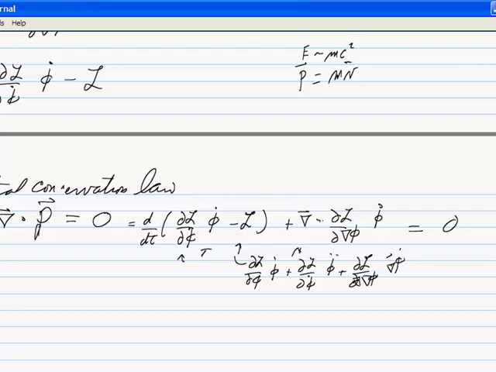Again, I don't know how much we want to do. I could do more. But it's just using the chain rule a bunch of times, and all those terms cancel, just like it happened up above.